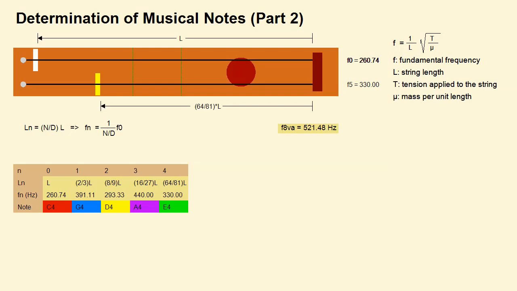If we multiply the frequency of the note E4 by 3/2, we obtain a frequency of 495 Hz, which is lower than 521.48 Hz. It corresponds to the note B, identified as B4. So we apply the 2/3 chord length reduction factor to the length 64/81 of L, giving us a length of 128/240 of L. We'll use this value on the instrument.